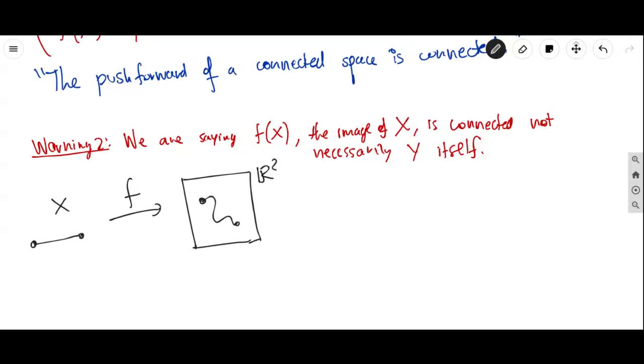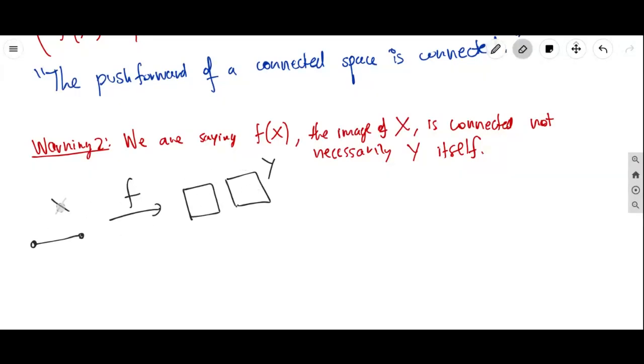Okay, so this is Y, but the image of X is this kind of path. Let me do this again. Not the best. So let's say Y consists of these two disconnected squares. This is the way Y looks. But the way this function works, it takes X and sends it only into that square. So that piece is the forward image. X gets continuously deformed into something like this, but Y itself is two disconnected squares.